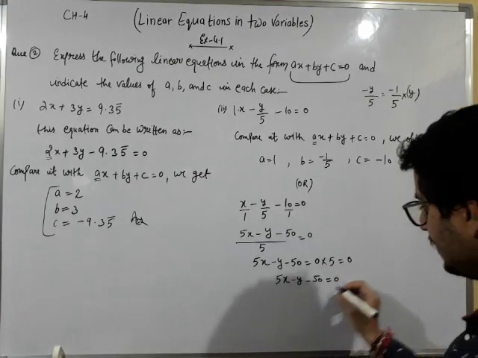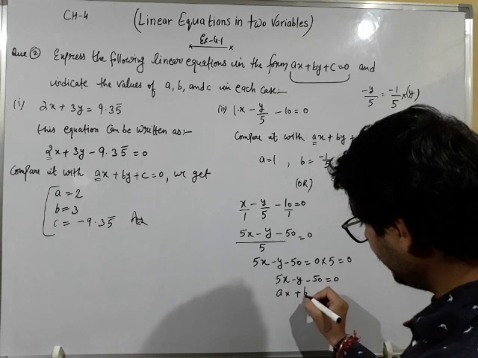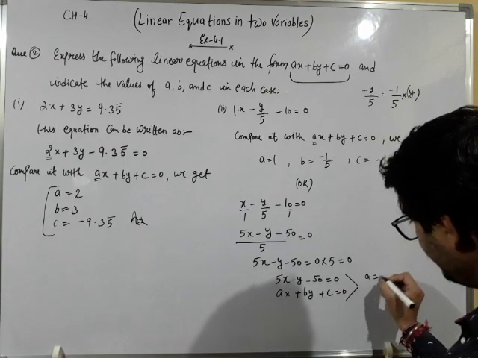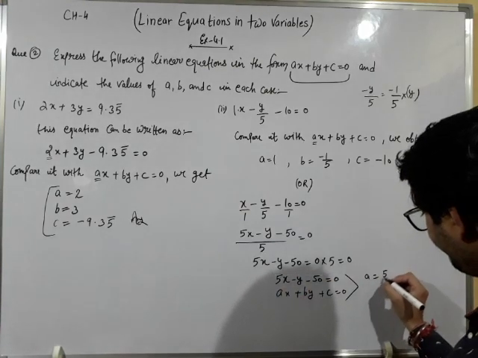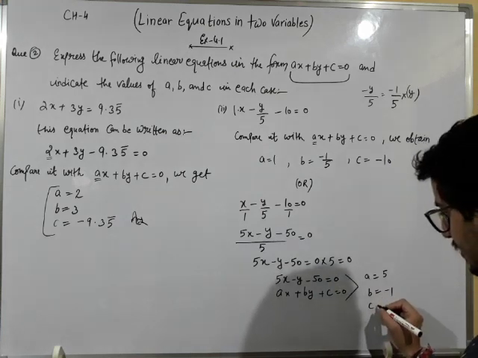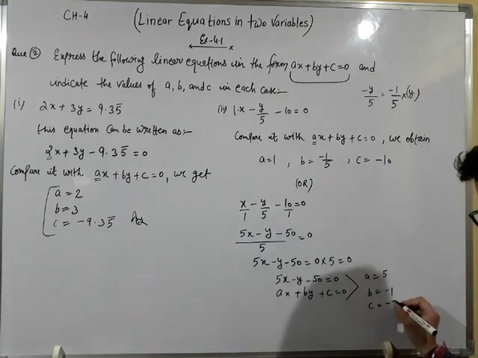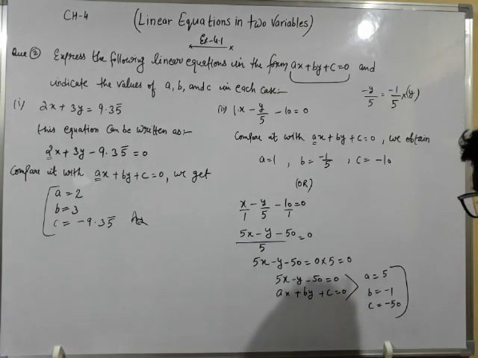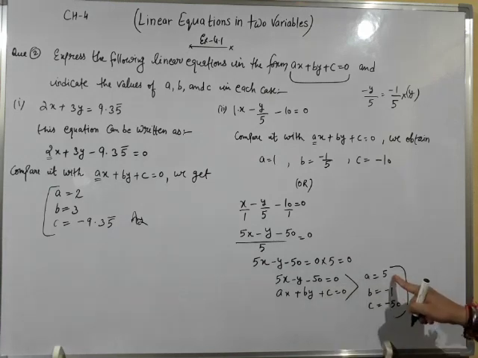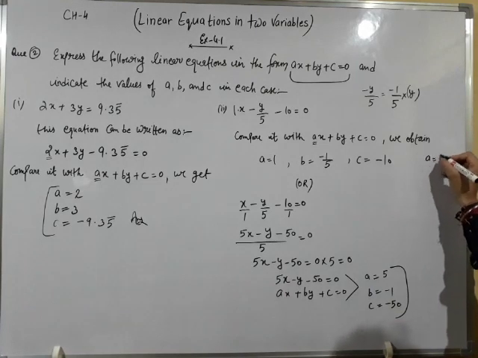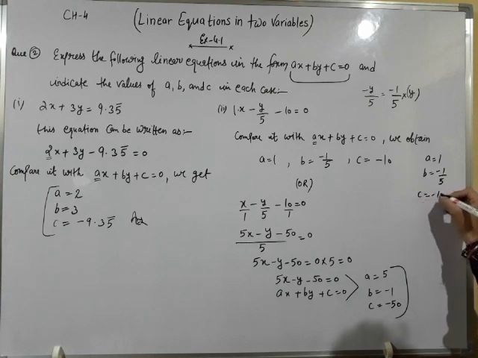Now compare it with ax plus by plus c is equal to 0. We get a is equal to 5, b is equal to minus 1 and c is equal to minus 50. You can find the difference in the answers. Here you have 5, minus 1 and minus 50, and here you have a is equal to 1, b is equal to minus 1 by 5 and c is equal to minus 10.